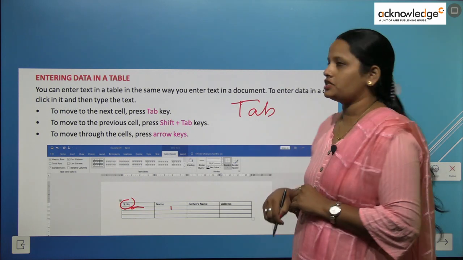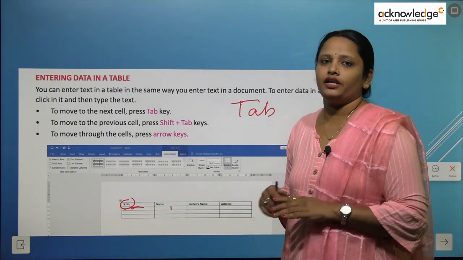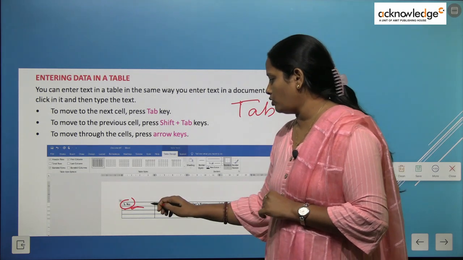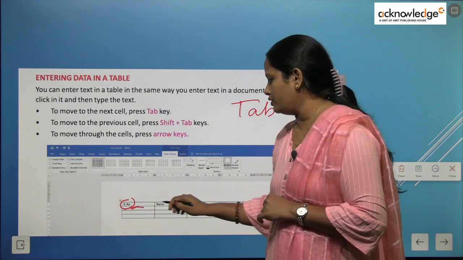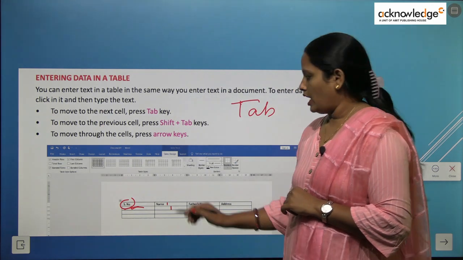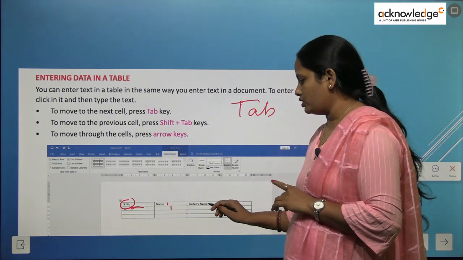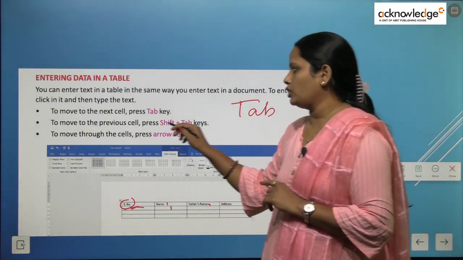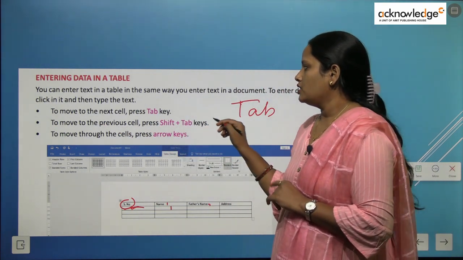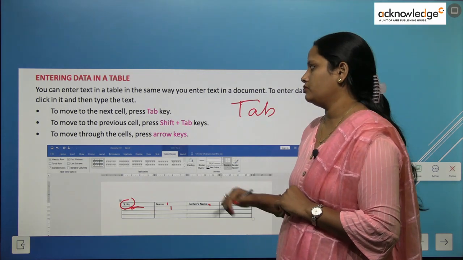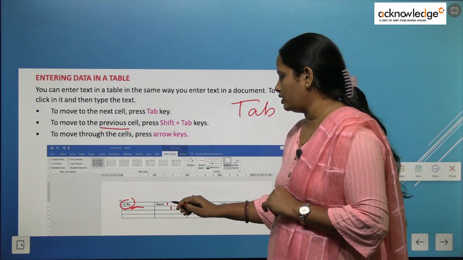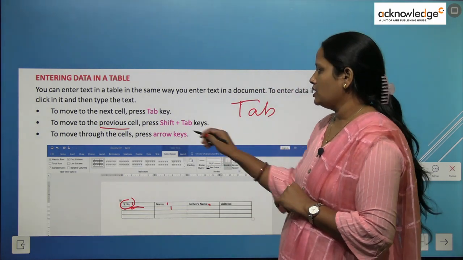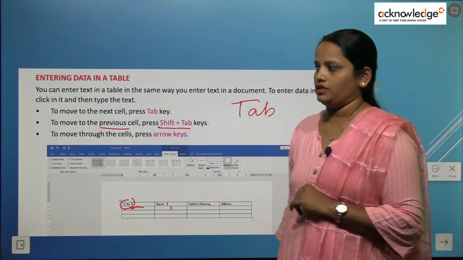We have to click on this tab button on the left side of the keyboard. So after clicking on this button, what will happen? The cursor from here will jump to this, and after writing this it will jump to here when we press the tab button. To move to the previous cell, press shift plus tab. So when we want to go from the name column to the serial number column, what do we have to press? We have to press the shift plus tab key.